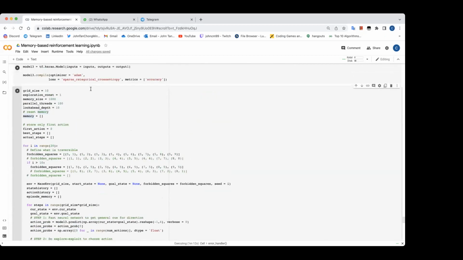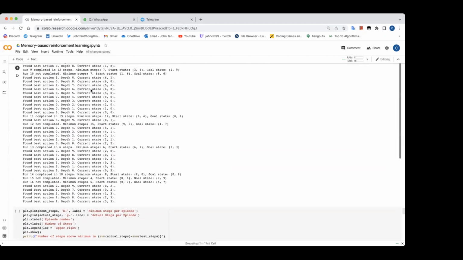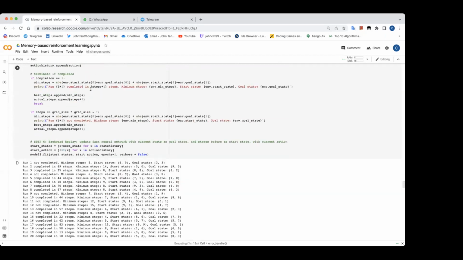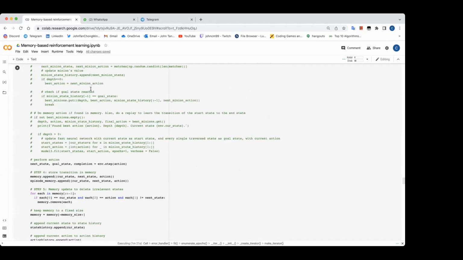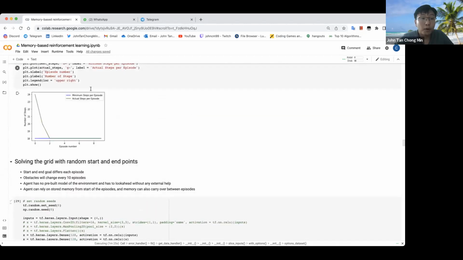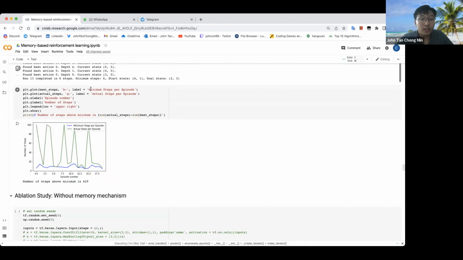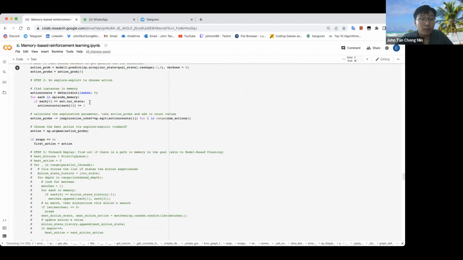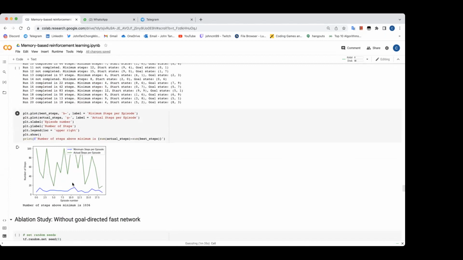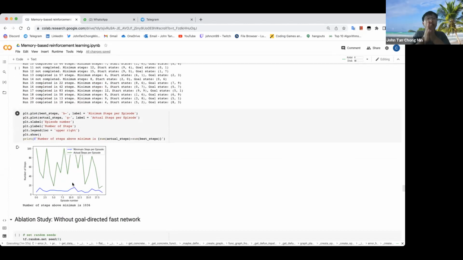Sorry, I'm still quite confused. If the slow memory is the better one, why would you sometimes still want the fast memory? Oh, both are important. Without the slow memory, you can see that it actually does quite poorly, right? The goal-directed one just gives you a rough direction of where to go. But the slow memory is like your last mile. It will tell you exactly how to reach your destination.